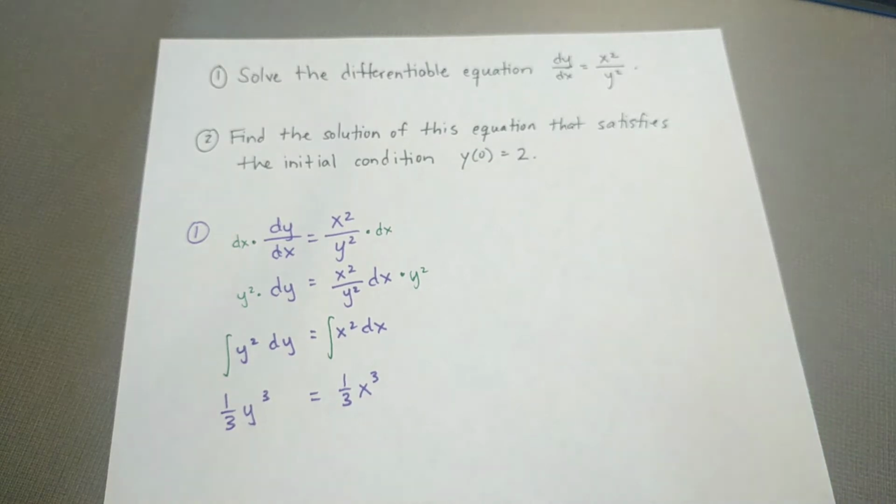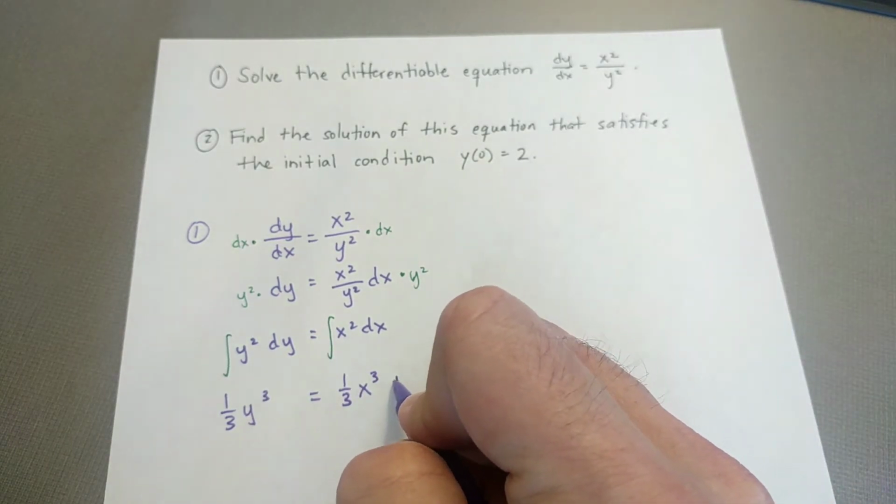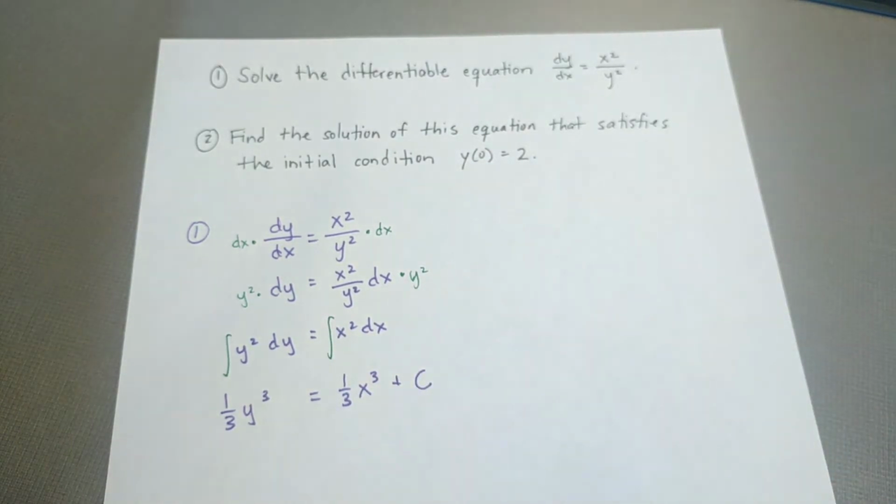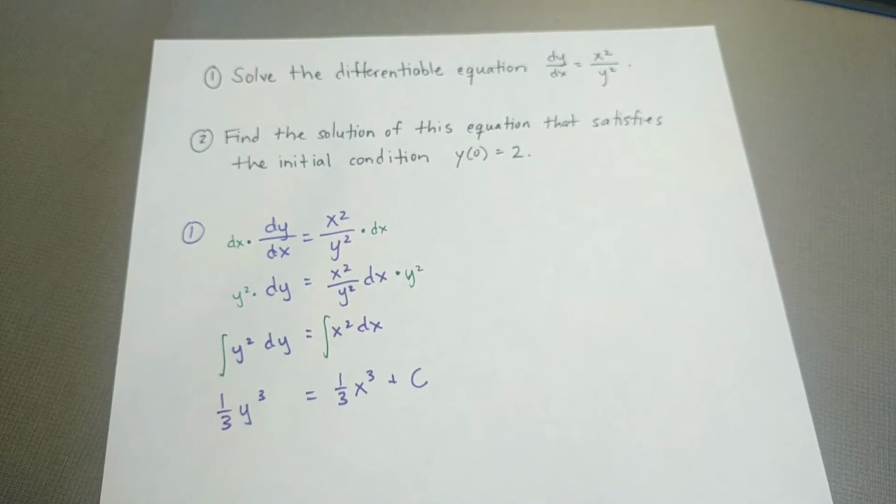So that's the long way of saying basically you don't have to worry about writing plus c on both sides. You can just write it on one side, and that actually covers if there were two different constants. Great. So now at this point, we are going to solve for y.